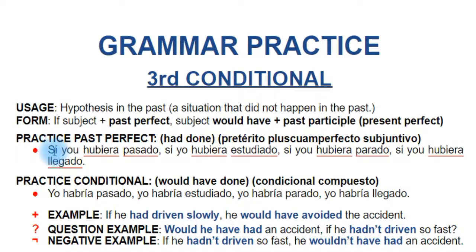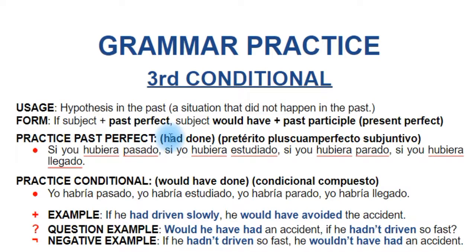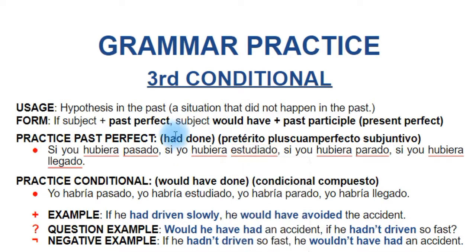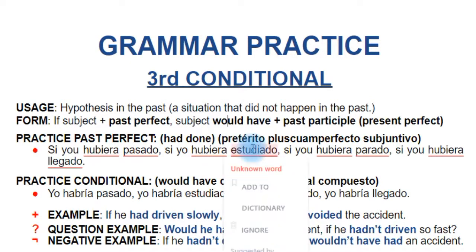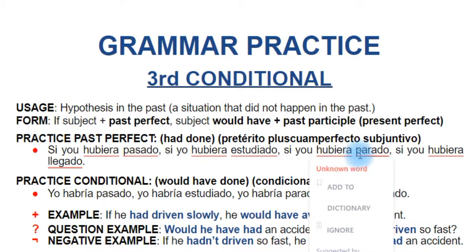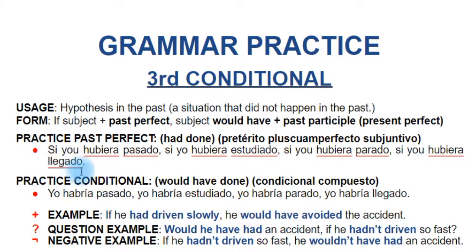So let's do some examples here so you practice. Si yo hubiera pasado, if I had passed. Si yo hubiera estudiado, if I had studied. Si yo hubiera parado, if I had stopped. Si yo hubiera llegado, if I had arrived. Had, hubiera. This is very important.